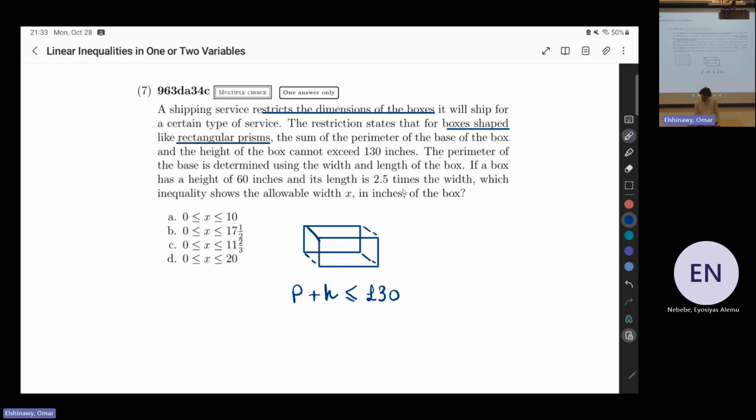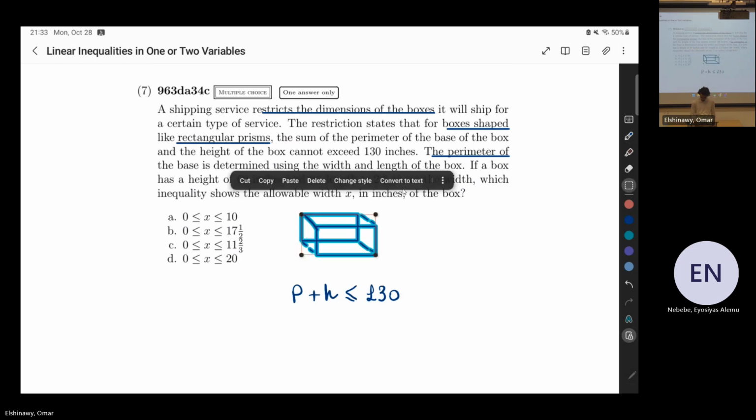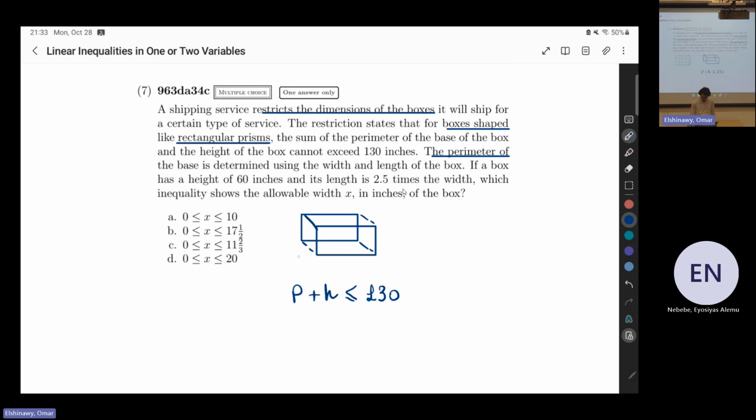Now, there is another statement about the perimeter. The perimeter is determined using the width and the length. Okay, I didn't know that. Wow. So the base is probably this, probably length and the width. Maybe, I mean, it doesn't matter. And the height is probably this part. I mean, you don't need to draw it to understand it in the exam. You're just doing this for illustration.